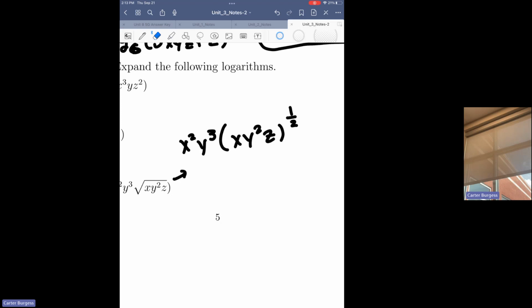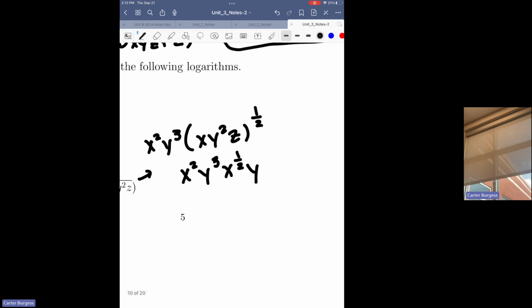So we have multiplication here. We can distribute this 1/2 is the TLDR here. We end up with x squared times y cubed times x to the 1/2 times y squared times 1/2, it's just going to be y, times z to the 1/2.